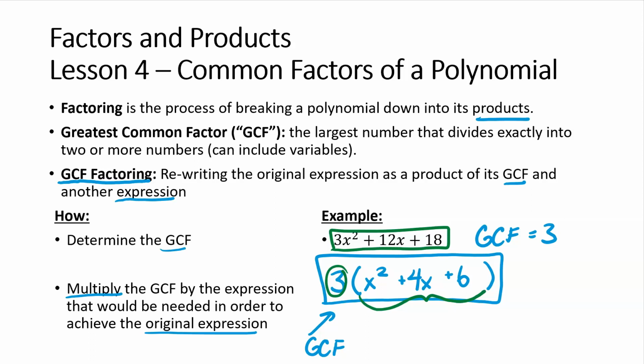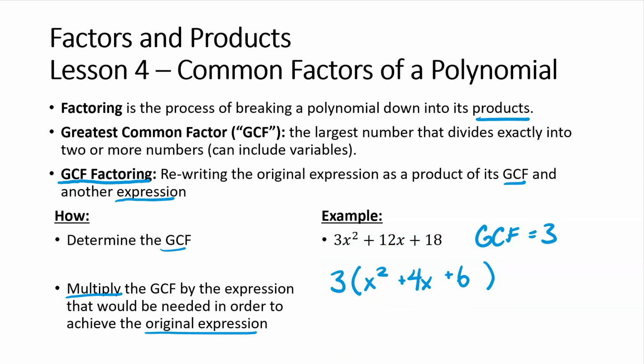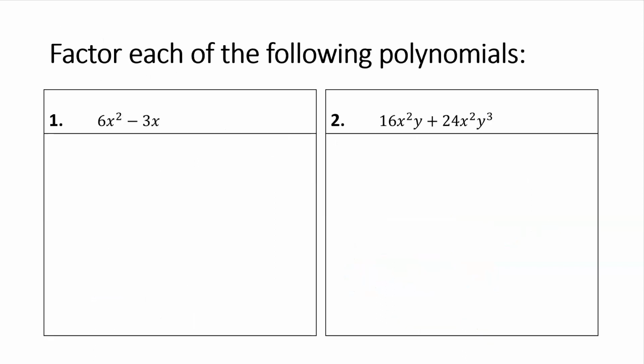And what's nice is you can always test to see if you did it correctly, because if you actually performed this multiplication, you should end up with the original result. So let's test this out. 3 times x is 3x squared. 3 times 4x is 12x. And 3 times 6 is 18, which is exactly what your original expression was. So let's look at the next example.